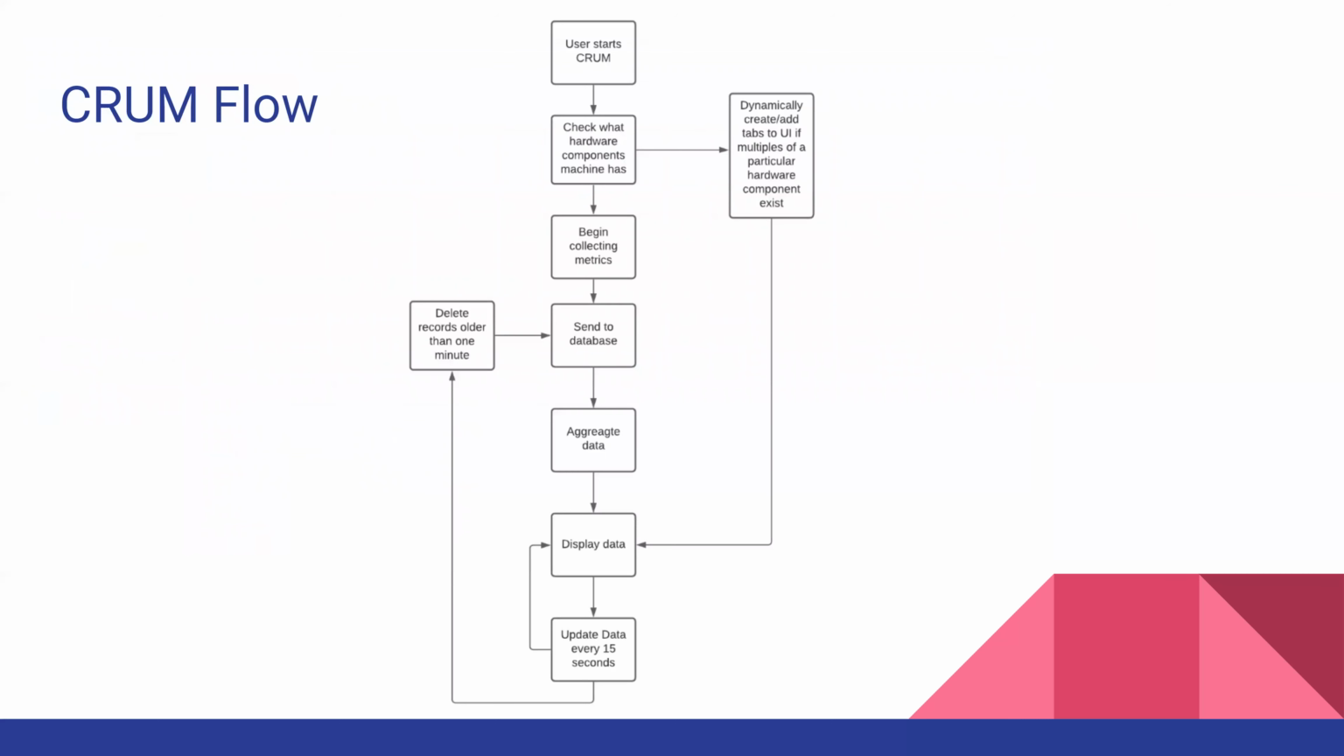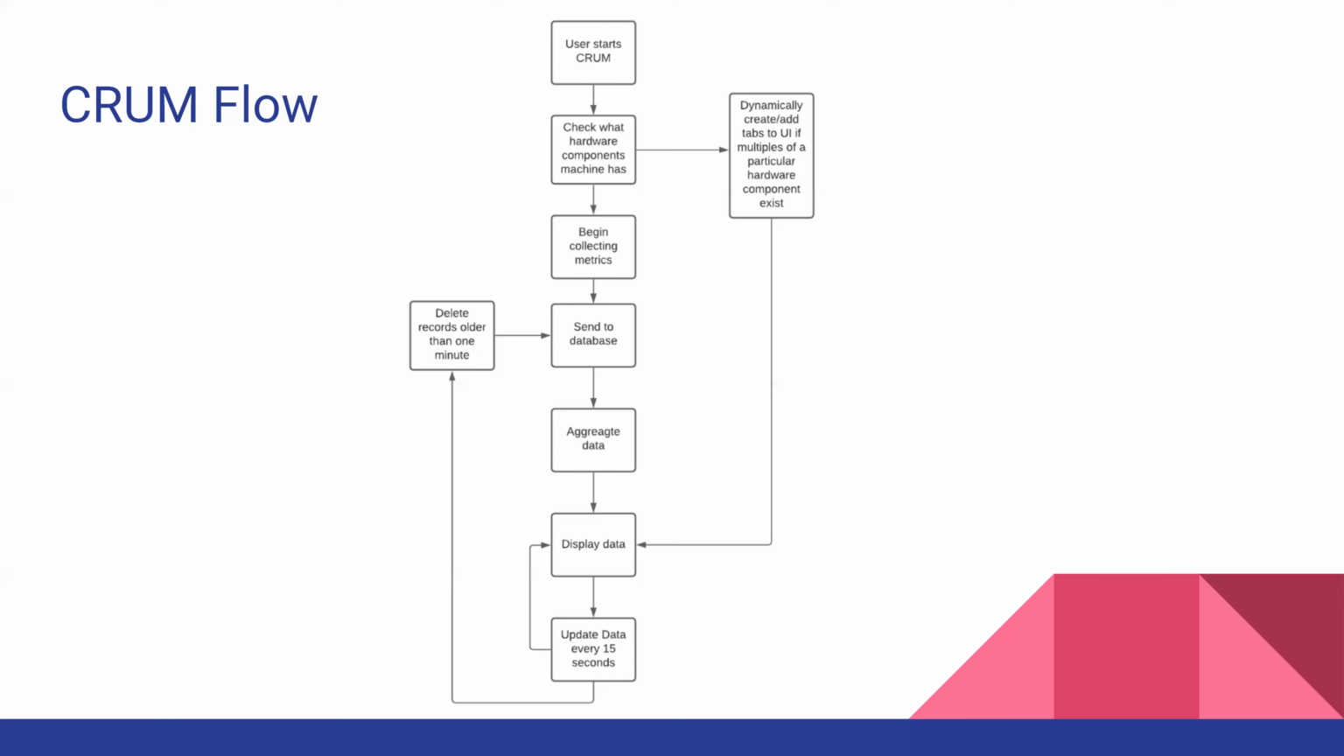And the basic flow of our software is the user will start up CRUM. CRUM will begin detecting what hardware components the machine has. Essentially, the problem with how we implement the UI is most of the initial design has to be done statically. However, if I statically put 2 disk tabs and 2 GPU tabs to account for my machine, but we run it on a machine that only has 1 disk and 1 GPU, we're going to run into a problem.